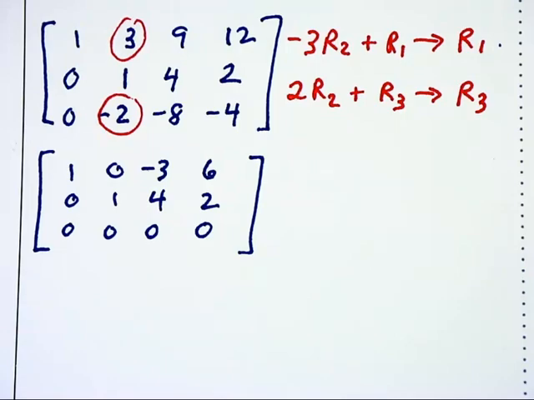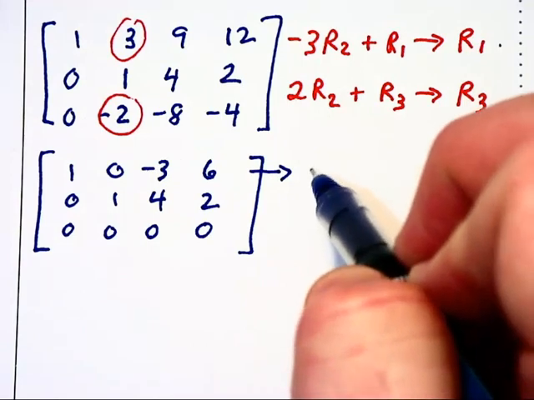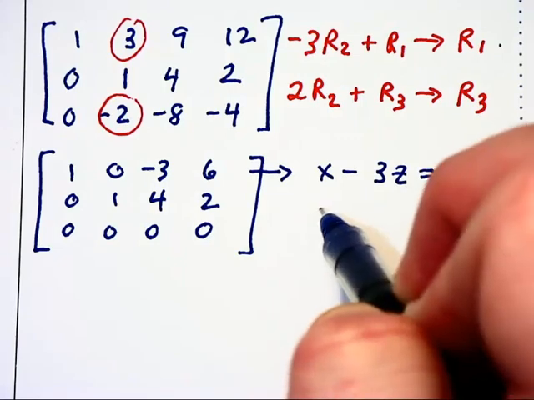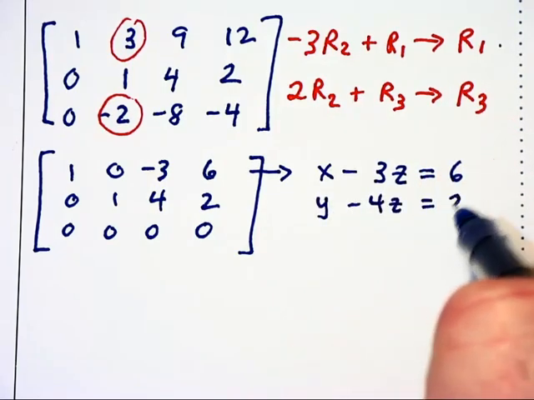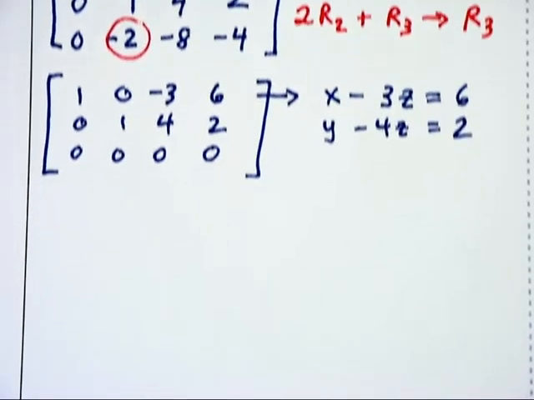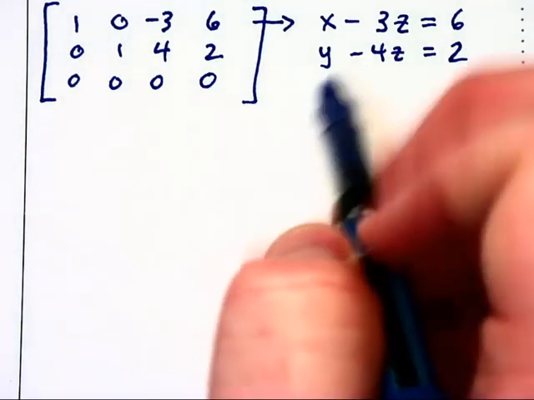So basically my system turns into this. I've got x minus 3z is equal to 6, and I've got y minus 4z is equal to 2. Now, this is not a no solution problem. There is going to be a solution, but we need to figure out how to represent it. Basically, what we have here is two planes, and two planes, if they're not parallel, will always intersect to form a line.